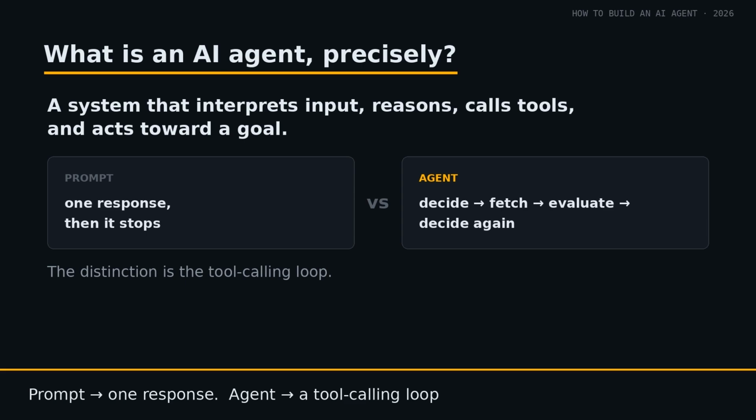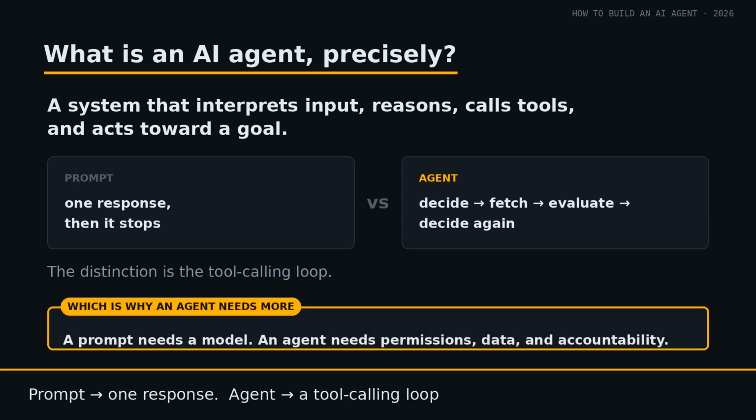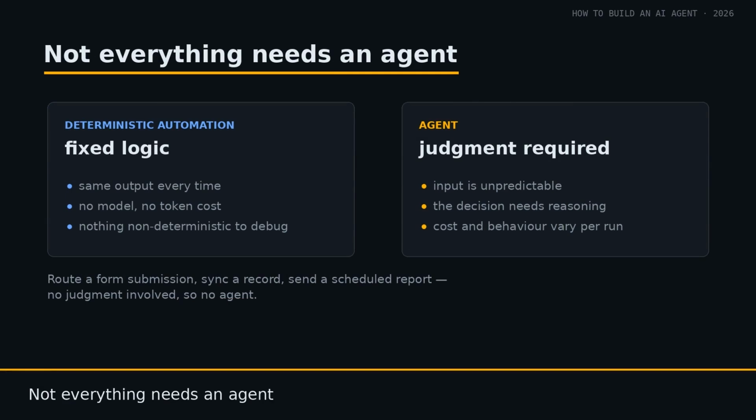That loop is why agents need the other five ingredients. A prompt needs a model. An agent needs a model plus permissions, data, and a way to be held accountable for what it did. Worth saying before we build one, a lot of automation shouldn't use an agent at all. If the logic is "when this happens, do that," with no judgment involved, route a form submission, sync a record, send a scheduled report, then you want deterministic automation. Same inputs, same outputs every time, no model, no token cost, no non-determinism to debug.